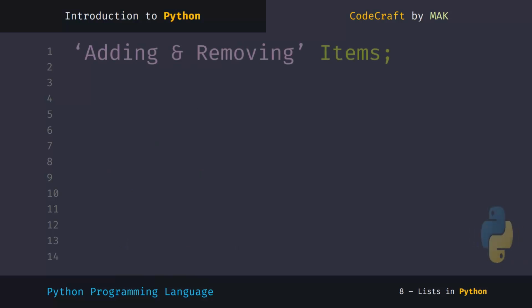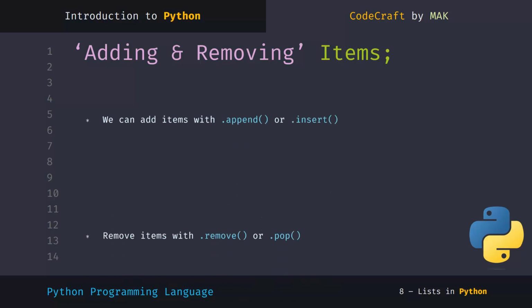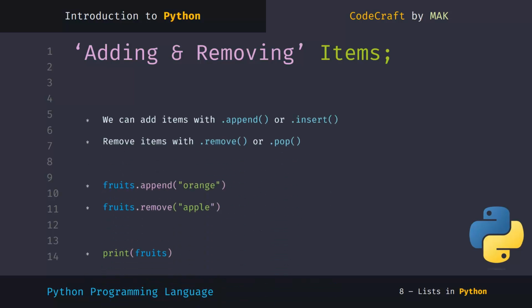We can add items with the .append or .insert functions and remove items with the .remove or .pop functions. fruits.append("orange"), fruits.remove("apple"), print(fruits).